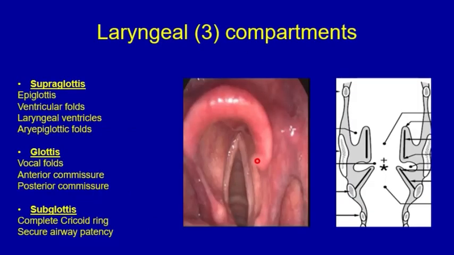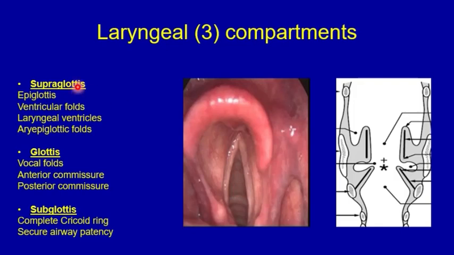The level of the vocal folds divides the larynx into 3 compartments. The middle compartment is formed by the vocal folds, the anterior commissure where the vocal folds meet and insert into the thyroid cartilage, and the posterior commissure, which is the distance between the posterior parts of the vocal folds formed by the arytenoid cartilages. Anything above the glottis level is called the supraglottis, and anything below this is the subglottis.